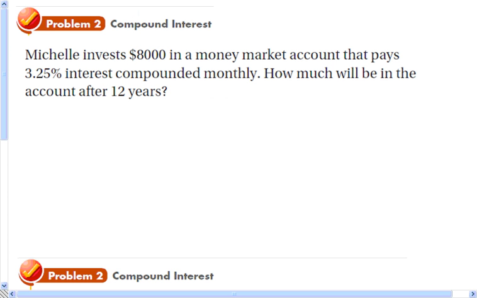So Michelle invests $8,000 in a money market account that pays 3.25% interest compounded monthly. How much will there be in the account after 12 years? So our amount is equal to P times the quantity 1 plus the rate divided by the number of times, and then we have to raise that to n for 1 year, and then times t being the number of years we're doing this.